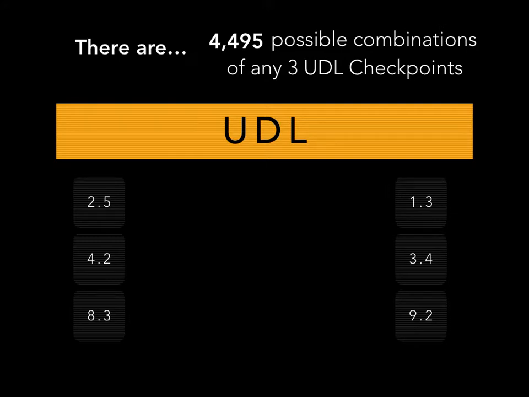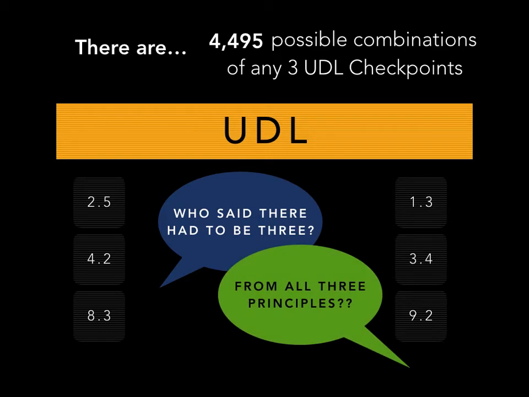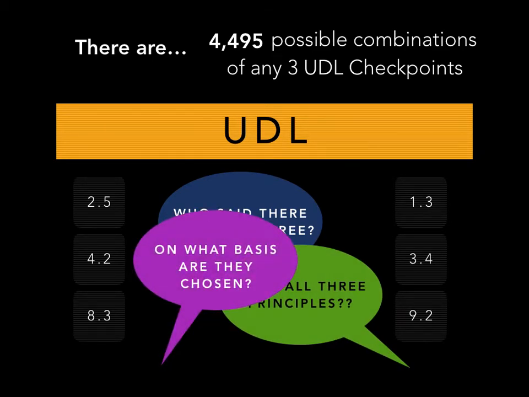To this, we may ask the question, who said there had to be 3? And do they have to draw from all 3 principles? Or on what basis are they chosen?